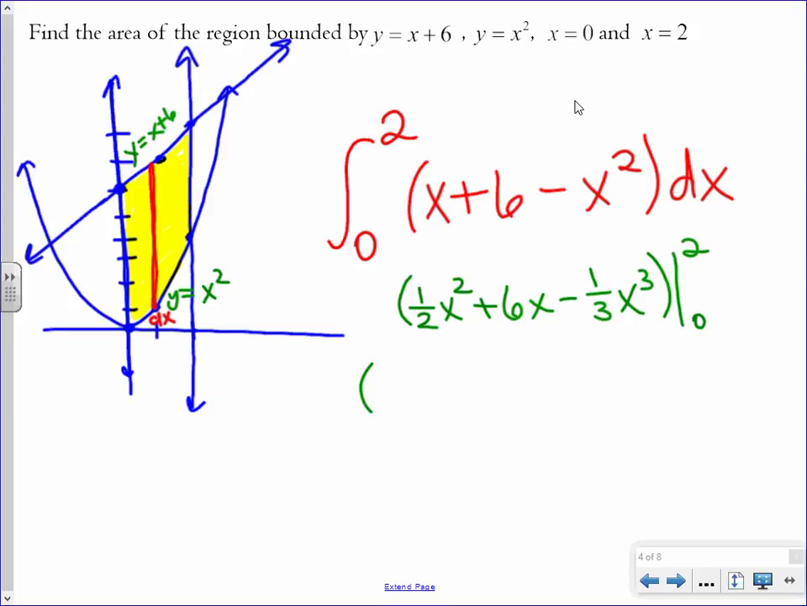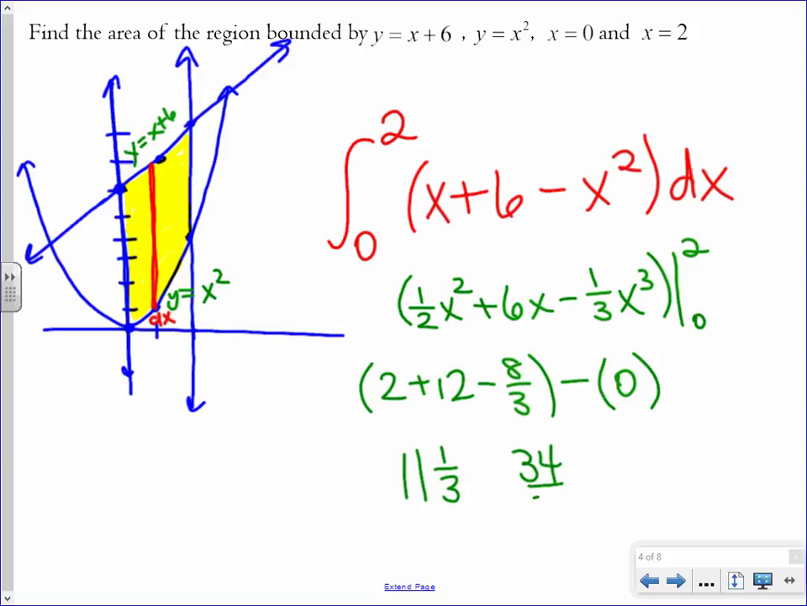Okay? Because we have 1/2 times 2 squared would be what? 2 plus 6 times 2 12, minus 1/3 times 2 cubed. 8/3. Minus, what do we get for all of those when we plug in 0? So now we need to know what 14 minus 8/3 is. 11. What did you say? 11 and a third. 11 and 1/3? Yeah. Or 34/3?